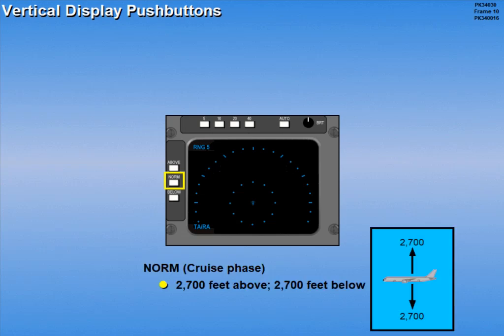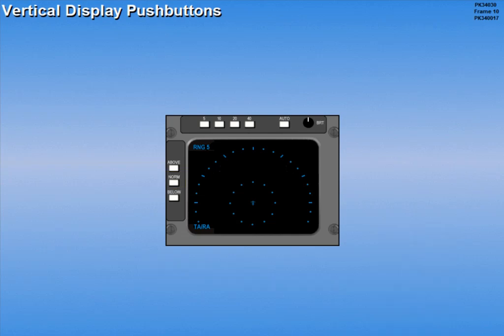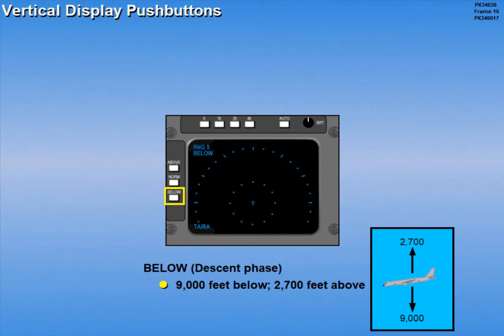Normal is used to select vertical display limits of altitude reporting traffic during cruise of 2,700 feet above and 2,700 feet below. Below is used to select vertical display limits of altitude reporting traffic during descent of 9,000 feet below and 2,700 feet above.